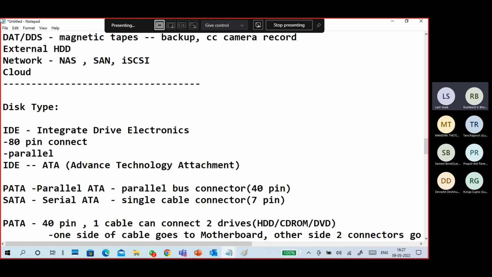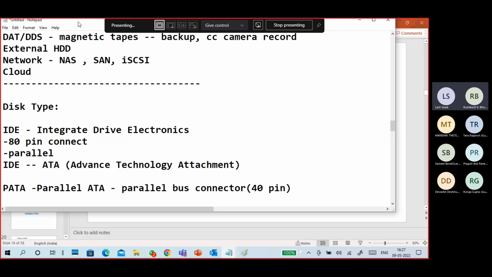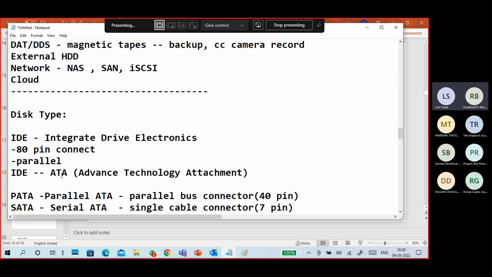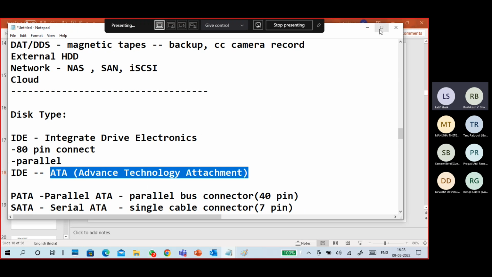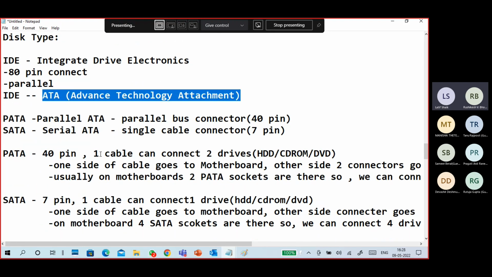Whatsoever it is, the disk types are IDE, integrated drive electronics. In earlier days, old IDE had an 80-pin connector. Later IDE was further developed into advanced technology attachment, ATA. Then two technologies came into ATA: PATA and SATA, parallel advanced technology attachment and serial advanced technology attachment.